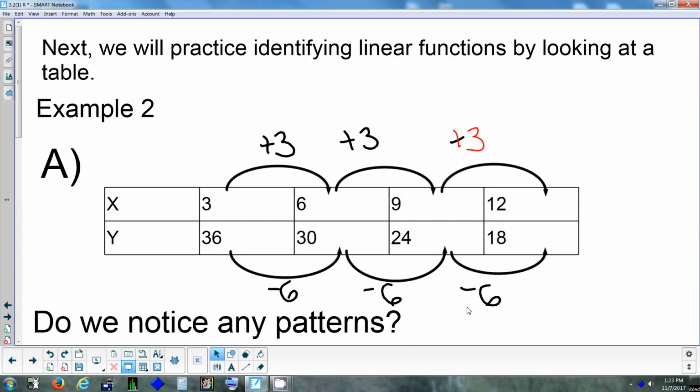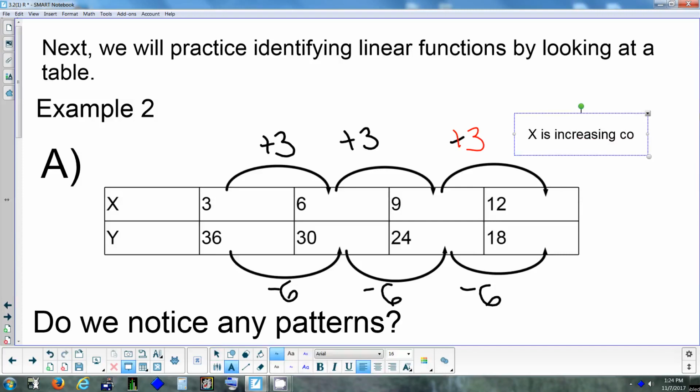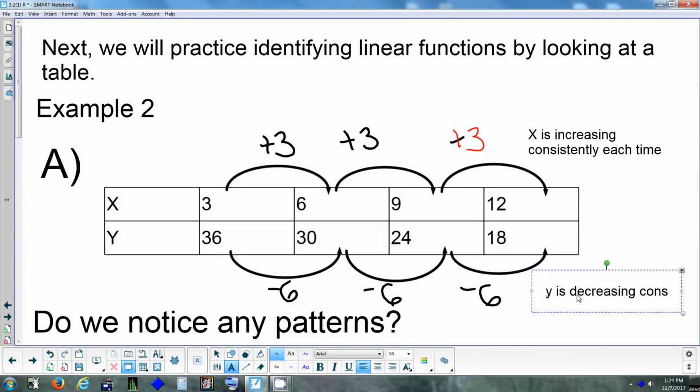Now, like the question asks, do we notice any patterns? Yes. We do. What's the pattern? What's one pattern we notice, Will? Plus 3 of the x. The x's are increasing by 3 each time, or consistently. Mr. Hager's right. How about the y's? Jack, what about the y's? The y's are subtracting 6. Yeah, or decreasing, right? So the y's are decreasing consistently each time, all right? So there's our pattern, right? The x's are increasing by 3, and the y's are decreasing by 6, all right?